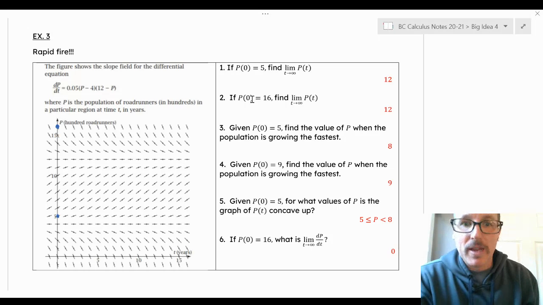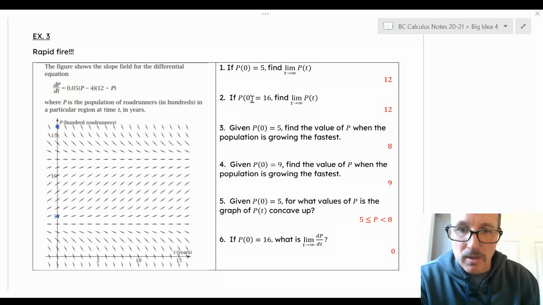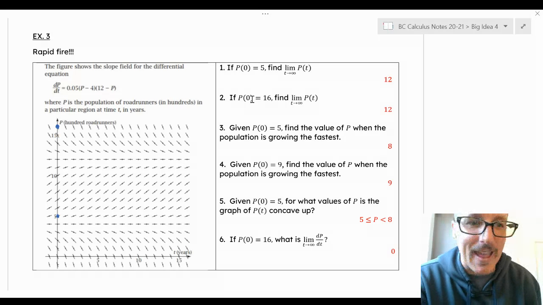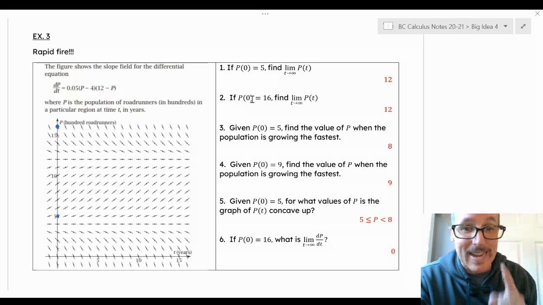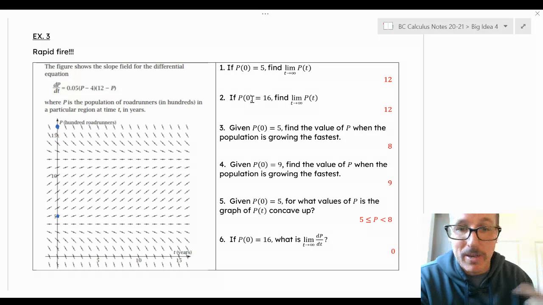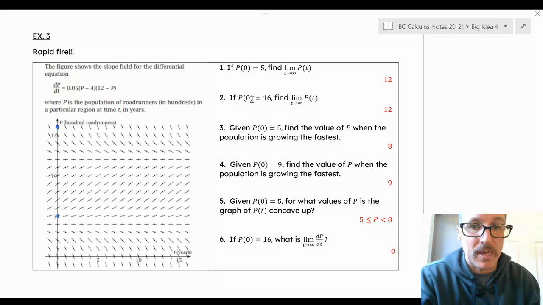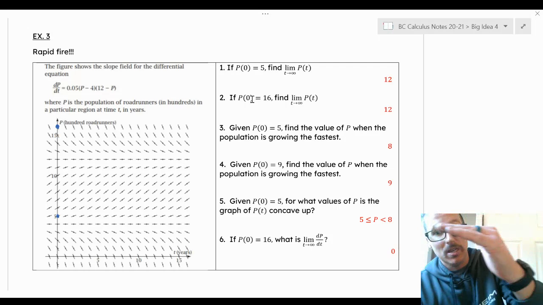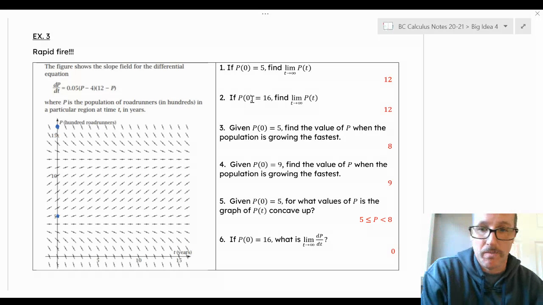Number 4. What if P of 0 is 9? What is the value of P when the population is growing the fastest? Well, it's 9, isn't it? Because if the initial condition is at 9, we're not going to hit 8. The population is never going to be 8 because we're going to be rising from the initial condition of 9. So the fastest growth rate is at 9 because that growth rate is just decreasing if you are above that halfway spot.